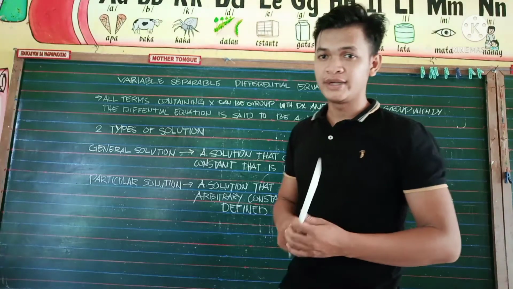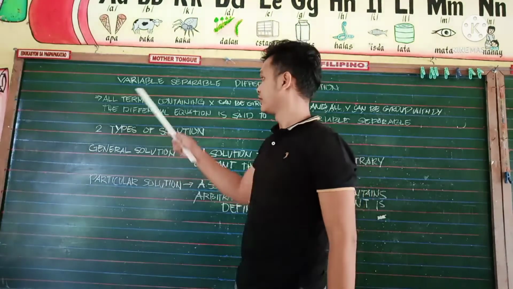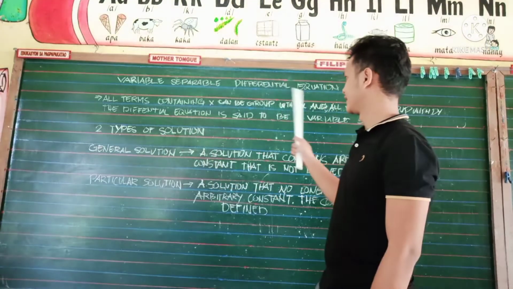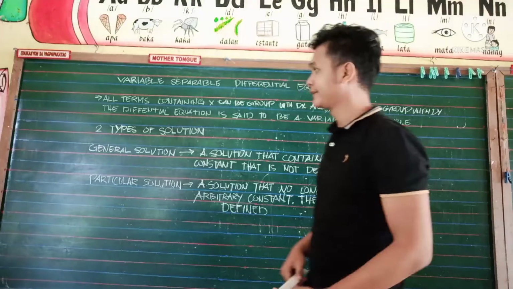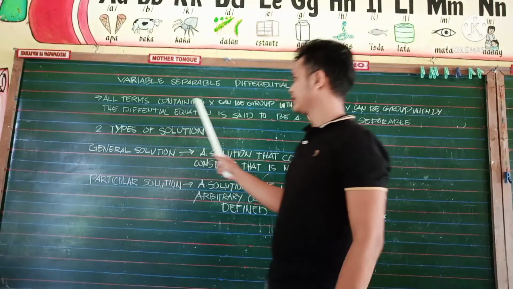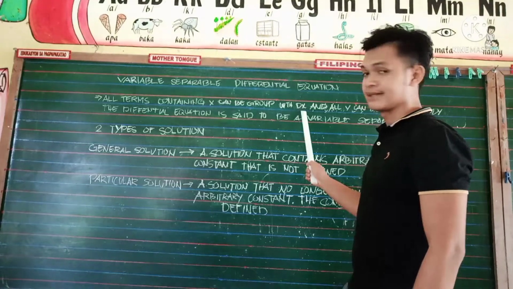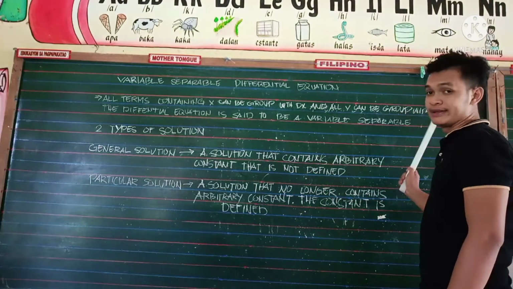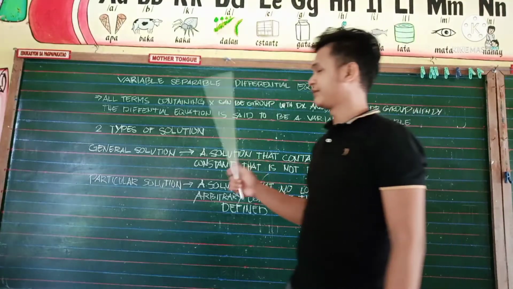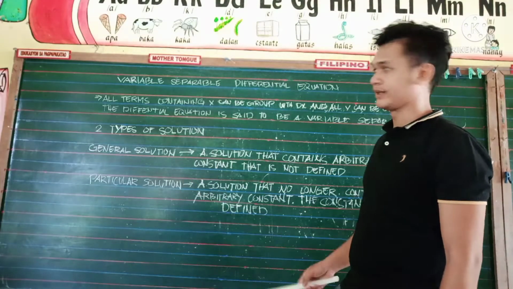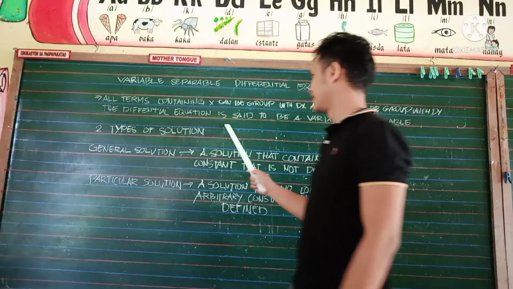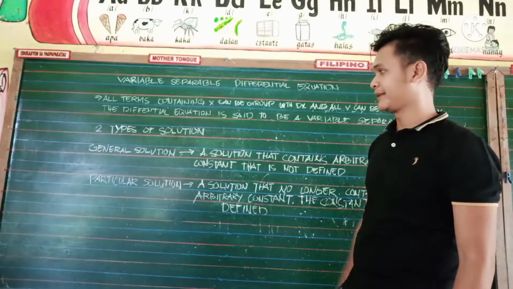Morning. So for today, I'll be discussing the variable separable differential equation. So what is the variable separable differential equation? If all terms containing x can be grouped with dx and all y can be grouped with dy, the differential equation is said to be a variable separable.